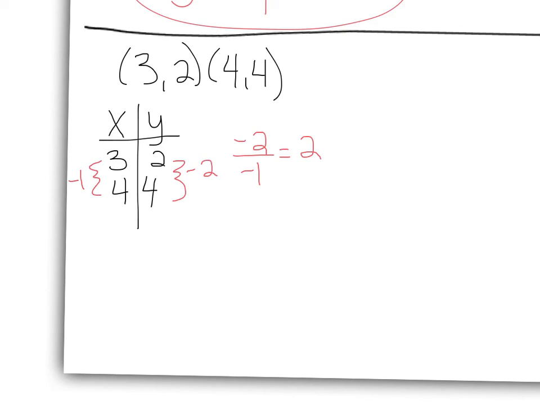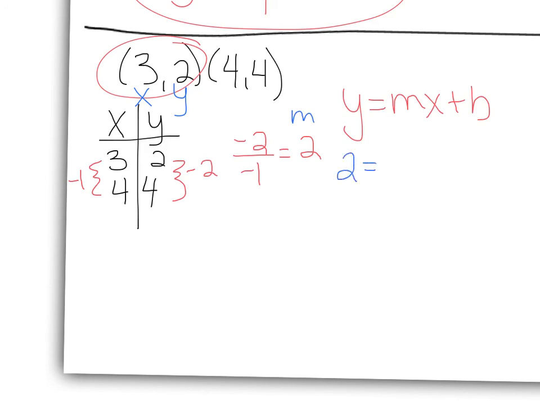Okay, now I need to take one of my points and plug it in for x and plug it in for y. If I look at these points, I have 3 comma 2, 4 comma 4. None of them have a 0 involved, so not really a super easy option. It doesn't really matter which point you plug in. Let's just plug in this first one here and see what happens. So we're going to plug 3 in for x, 2 in for y, 2 in for m. So instead of y, we're going to plug in 2. Instead of m, we're going to plug in 2. Instead of x, plug in 3, and we're solving for b.